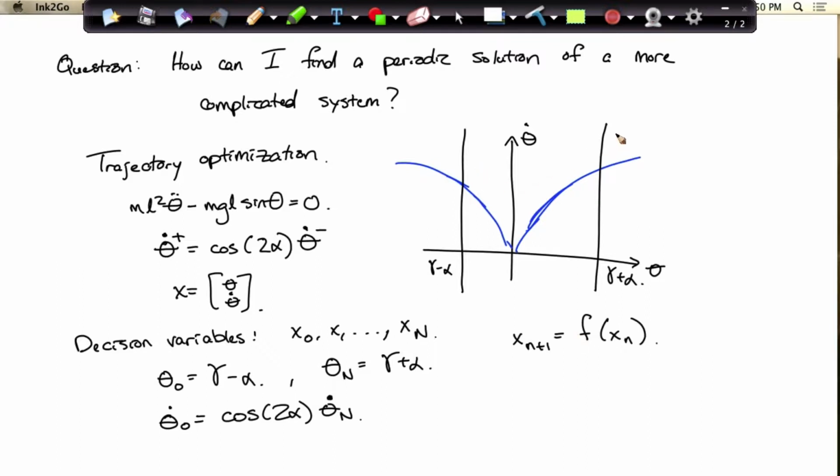Yeah, you're absolutely right. I didn't even think to say that because our formulations of these dynamics allow dt to be a decision variable also. But you're right, I should put in the time step as a decision variable. Good call.